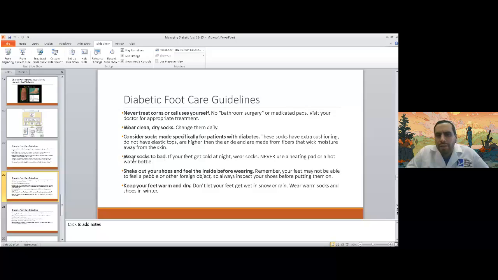All right, here this says you can wear socks to bedtime. If your feet get cold, don't use a heating pad or a hot water bottle. Really, if you have extra blankets, you can put them over your feet.